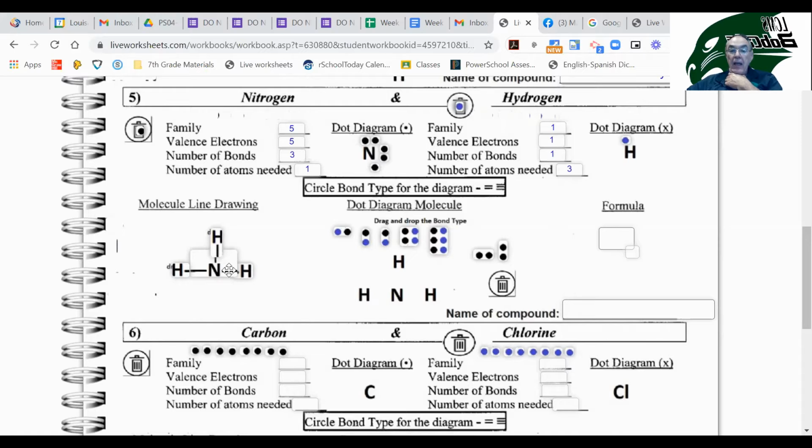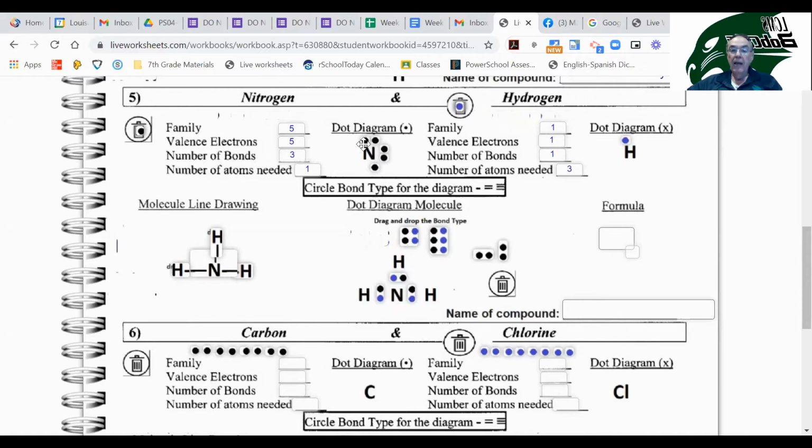Remember now that each line represents a pair of electrons. So we have a single bond here. We have a single bond here. We have a single bond here. And a single bond is a pair of electrons because they're being shared. So that's why I use these colors. You can see that one of them is from the hydrogen and one of them is from the nitrogen. In every case, it's a pair of electrons and each one is sharing 1 electron.